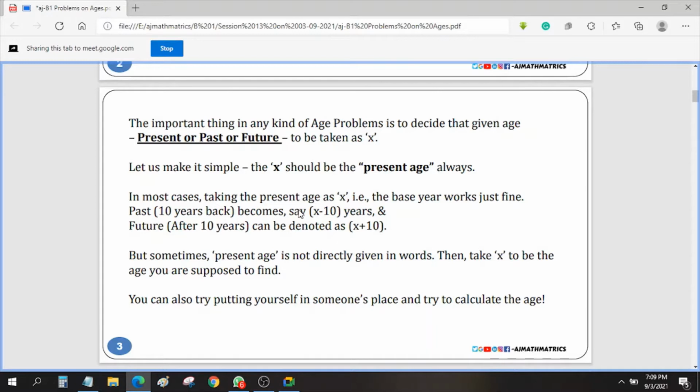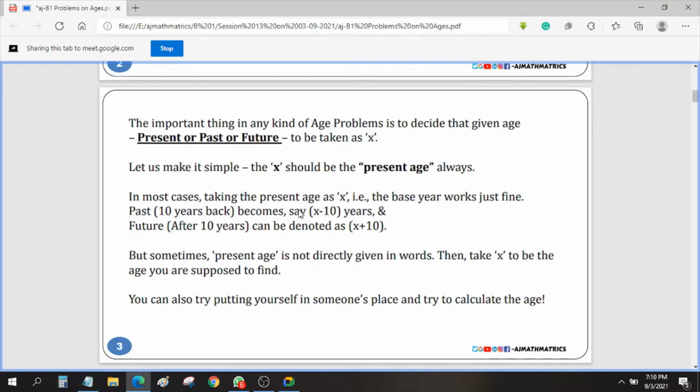Now just see the screen here. The important thing in any kind of age problem is to decide whether the given age is present, past or future. There are three tenses, as you know: in English we have three major tenses, present, past and future. So first, by reading the question, we need to understand whether the question is given in present tense, past tense or future tense. We need to decide which tense the question is in.